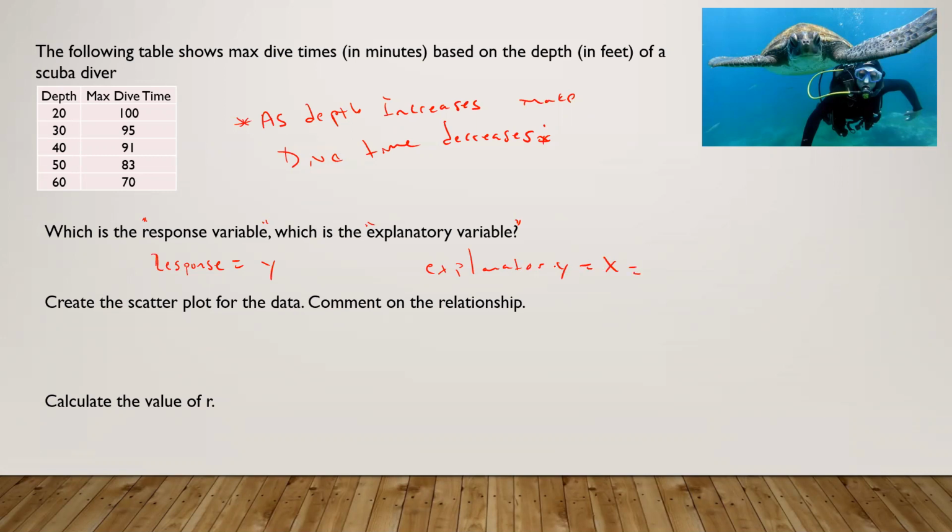So you have to ask yourself this: does max dive time explain the depth the person's at, or does the depth the person's at explain the max dive time? So which one do you think is the X here? Yeah, I agree. So that's telling me depth is my X right here, which means that my max dive time is my response variable, my Y.